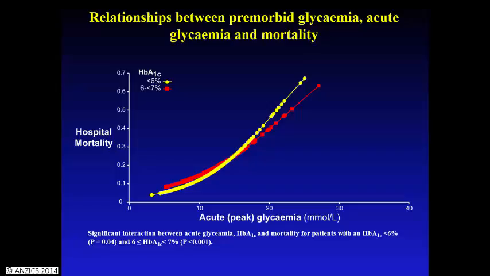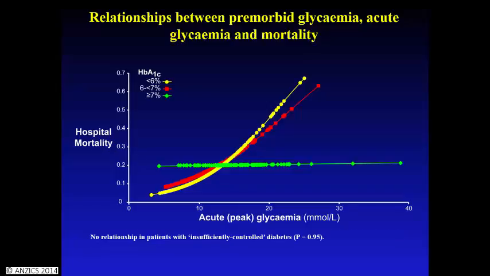What this graph shows is that for patients who are non-diabetic or who have adequately controlled diabetes, there's a very, very strong association between how high their blood glucose gets in ICU and the predicted hospital mortality, such that for every increase in blood glucose of 1 millimole per litre, there was a 20% increase in predicted hospital mortality. And that's consistent with the Leuven trials and NICE-SUGAR trials, and is why we start patients on intravenous insulin.